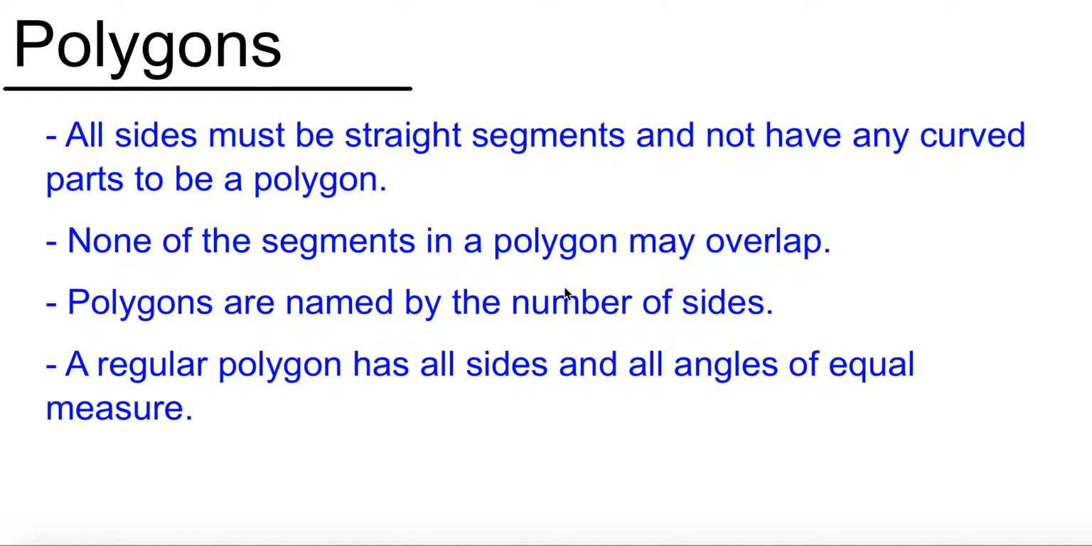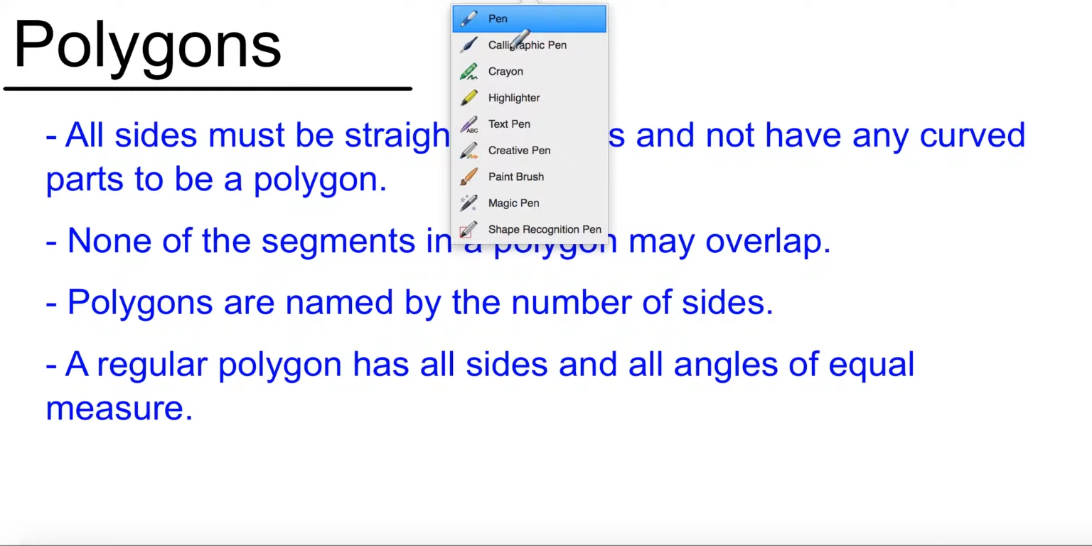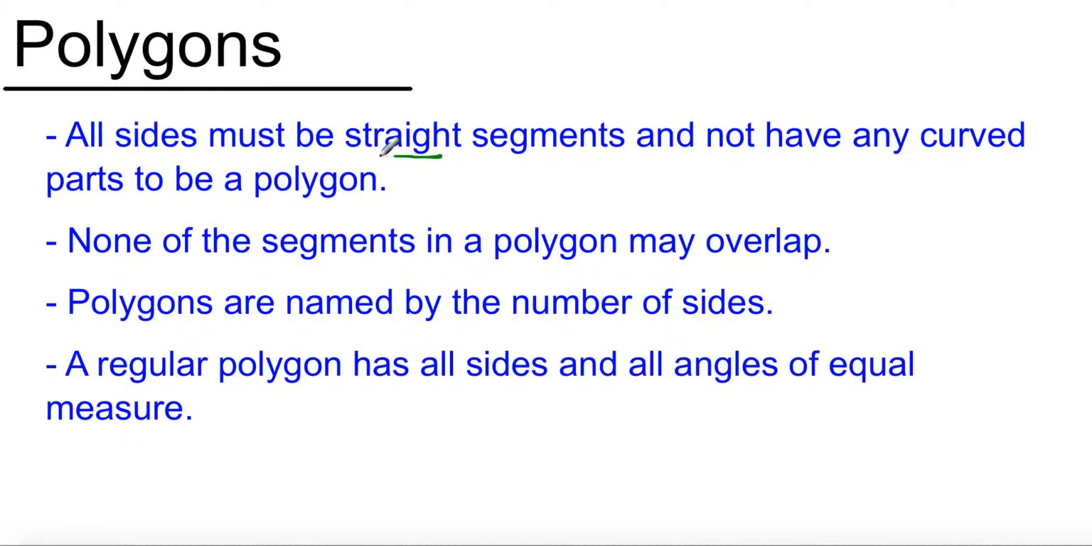In this ACT video, we're going to take a look at the basics of polygons. So here are some facts about polygons. Not everything is a polygon. It must meet some certain criteria. First of all, the sides must be straight segments. It must be straight segments, not have any curved pieces. All straight lines, straight segments.